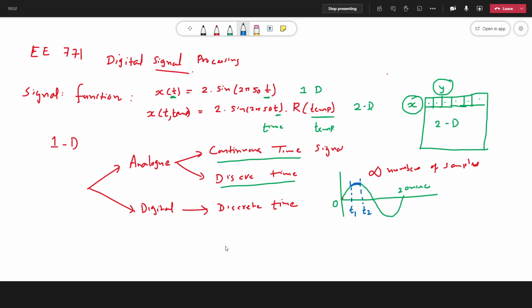Is it possible to have knowledge of infinite numbers of samples? Is it possible to store infinite amount of data? Is it possible to process infinite numbers of samples on a digital platform like a microprocessor or microcontroller or digital signal processor? Not, of course. You know it.